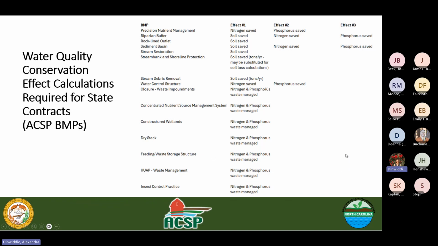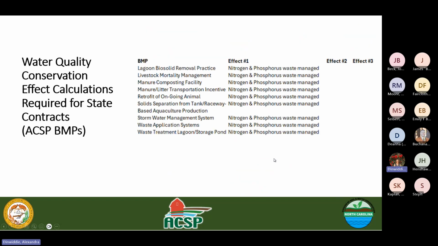And then just moving on, just wanted to cover all of them. So again, lots of different practices here, precision nutrient management, all the way down to some of our waste storage practices. So you can see with our waste practices, we really have more of a nitrogen and phosphorus waste managed. That's the effect calculation that is put into state contracts, as opposed to nitrogen saved or phosphorus saved. We just look at what that practice is managing, as opposed to quantifying something through NCANAT with regards to those waste practices. And then again, just more of the waste practices there.